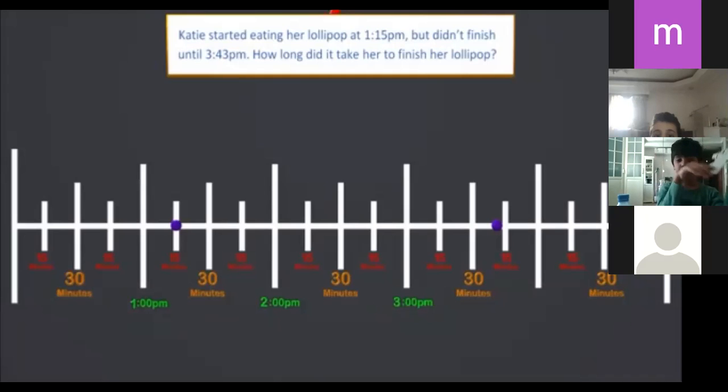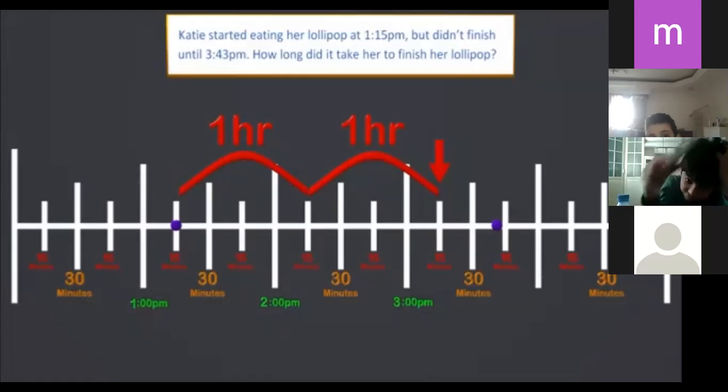We start at 1:15 and move up an hour to 2:15. Looks like we can still move another hour, so let's do that. From 2:15 to 3:15 is another hour. We have moved 2 hours and that got us to 3:15, but she did not finish until 3:43. We need to figure out how many minutes are between 3:15 and 3:43. To do this, we are going to jump in smaller increments.